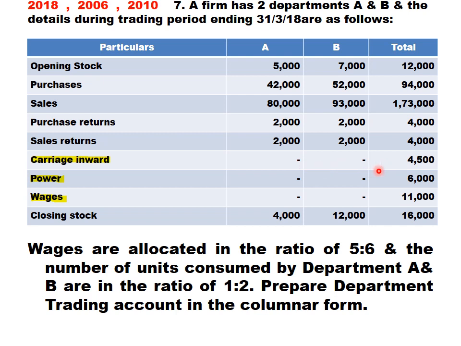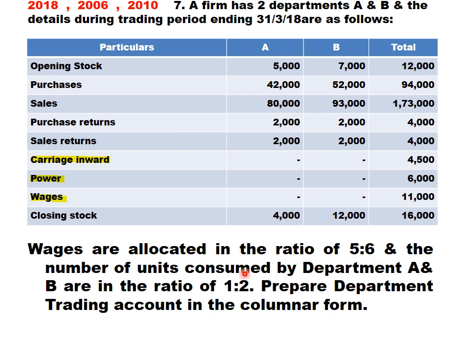So students, 4,500 carriage inward distribute in net purchase ratio. Power distribute in 1:2 as mentioned in the adjustment. Wages distribute in 5:6 as mentioned in adjustment. Wages are to be allocated in the ratio of 5:6. So no issues. Wages distributed 5:6.